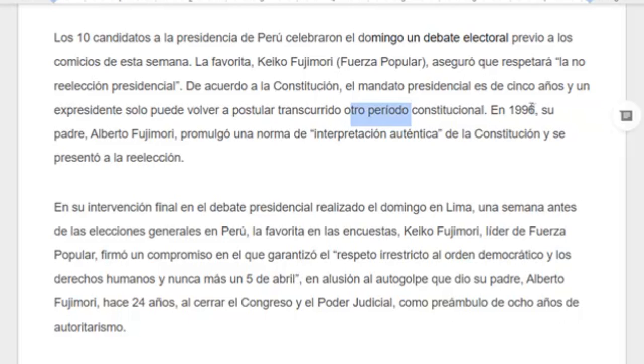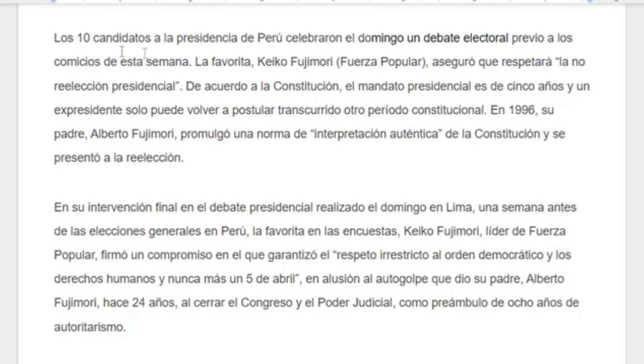In 1996, su padre, and we're still talking about Keiko Fujimori, so su can mean his or her, or yours, formal, but in this case we know it's Keiko Fujimori, so su padre, her father, Alberto Fujimori, promulgó, enacted, una norma, a policy, de interpretación auténtica, of authentic interpretation, de la Constitución, of the Constitution, y se presentó, and presented himself, that's a reflexive verb in the preterite tense, a la reelección, for re-election.